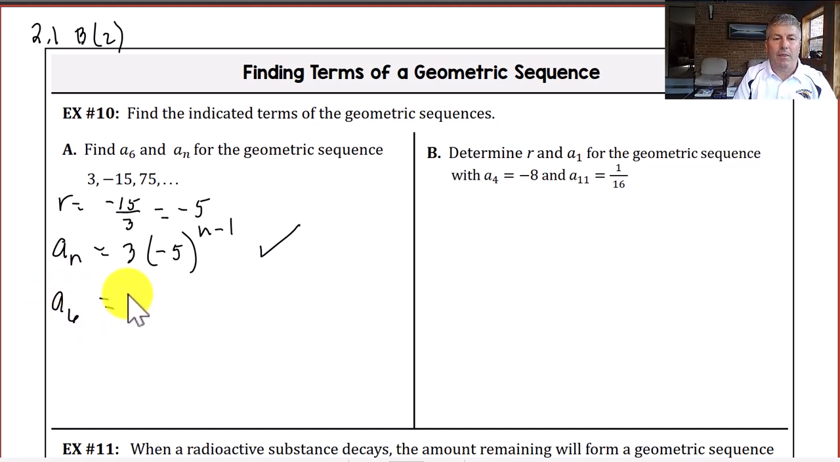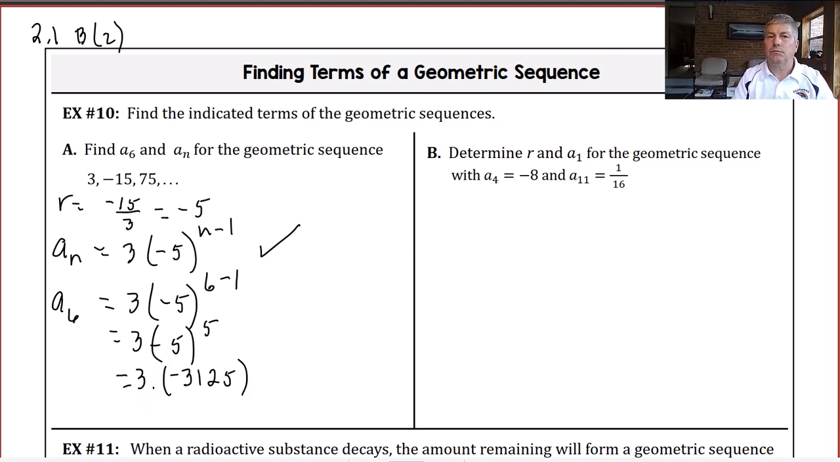A sub 6 is 3 times -5 to the 6 minus 1. 3 times -5 raised to the 5th power. I'm going to need my calculator for that. I'm going to raise -5 to the 5th power, and I get -3,125. I multiply that times 3, and my sixth term is -9,375. You could probably eyeball that without even using your calculator.